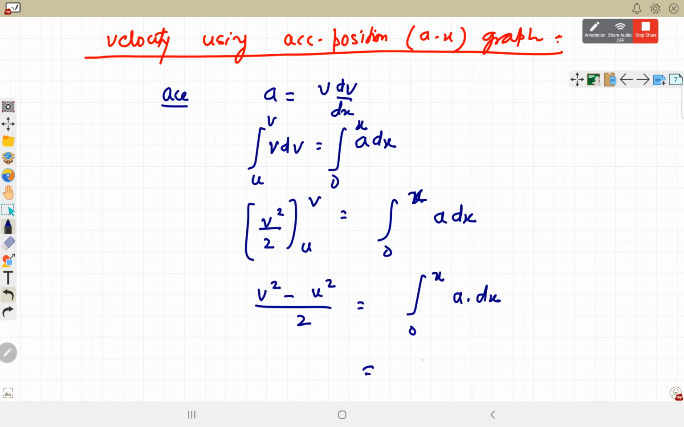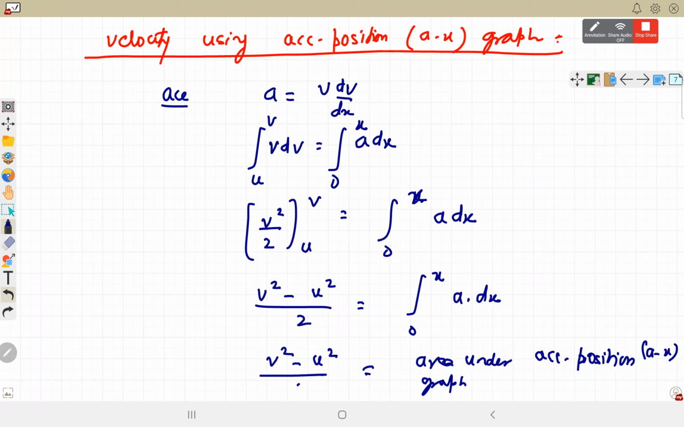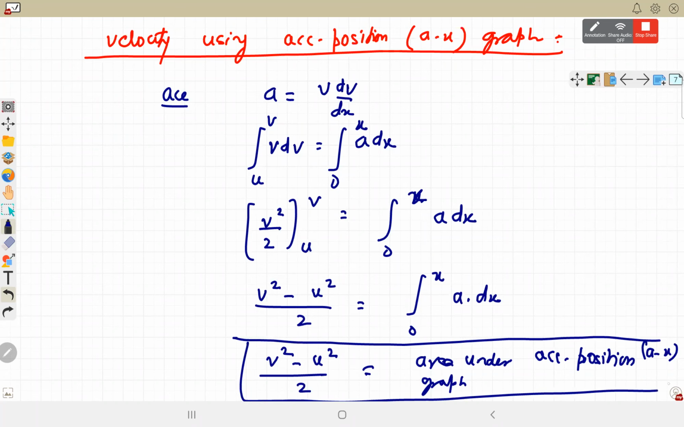So जब हम acceleration और position का area निकालेंगे, ये आपको learn नहीं करना पड़ेगा, you cannot do this integration. You learn it's better. अगर graph A versus X का है, उसका area will not be change in velocity. It will be final velocity square minus initial velocity square divided by 2. So these results you need to learn.